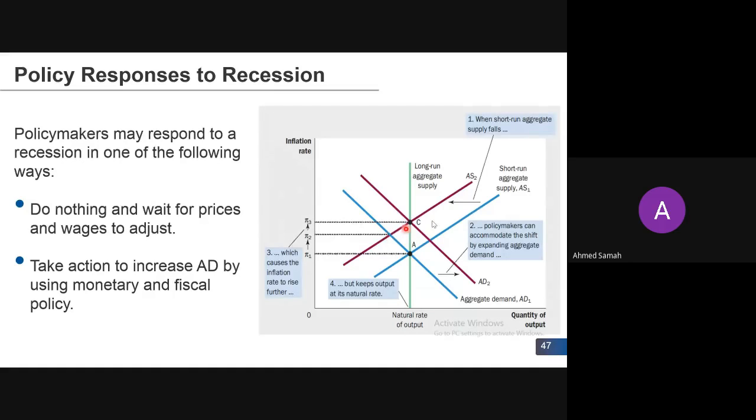So now the policymakers will impose monetary policy measures or fiscal policy measures, or both at the same time, to boost the aggregate demand. Due to that, the aggregate demand curve shifts rightwards. So now our new equilibrium is back at the potential GDP level, but it causes inflation to rise even more than the previous level. But it will keep the output level at the natural rate. We will talk more on monetary policy and fiscal policy in the next unit.